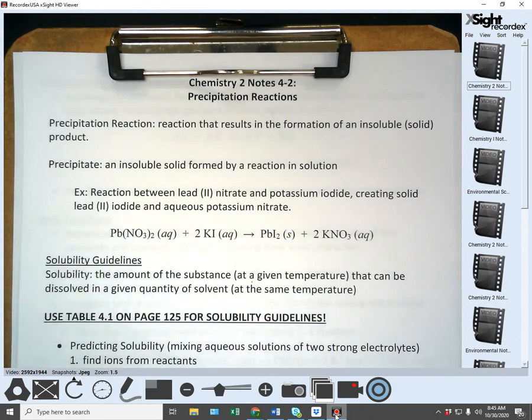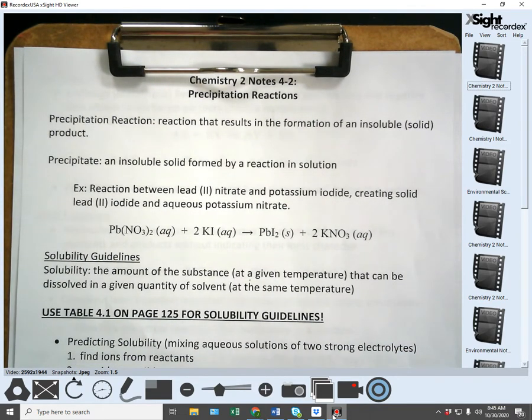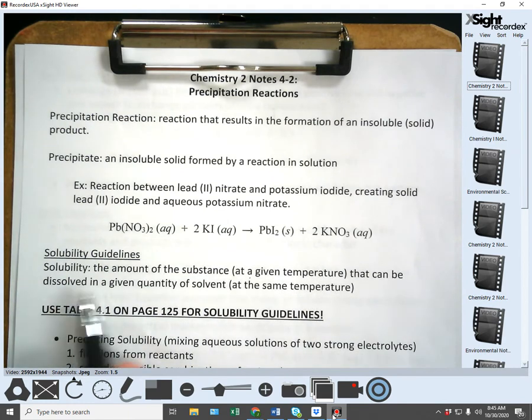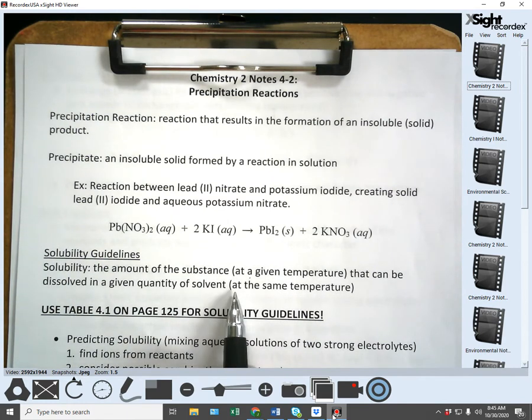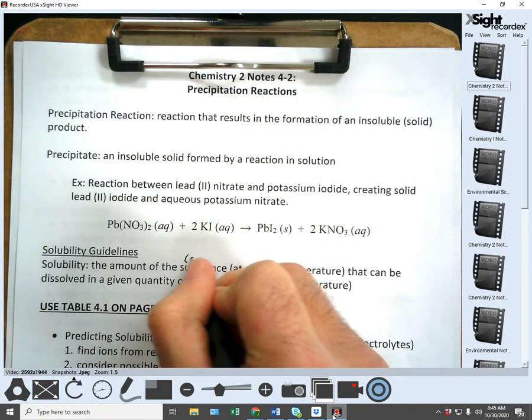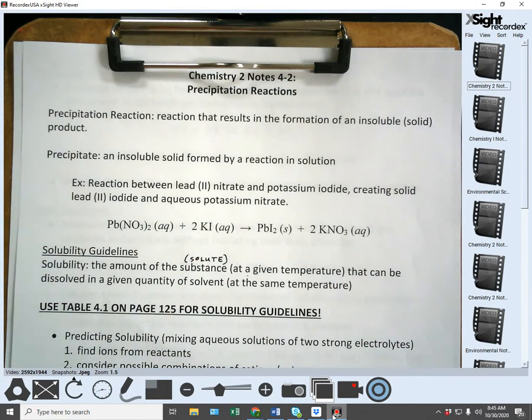All right. So solubility guidelines. Solubility is the amount of the substance, at a given temperature, that can be dissolved in a given quantity of solvent at the same temperature. So the amount of the substance, this would make this the solute, that can be dissolved in a given quantity of solvent.